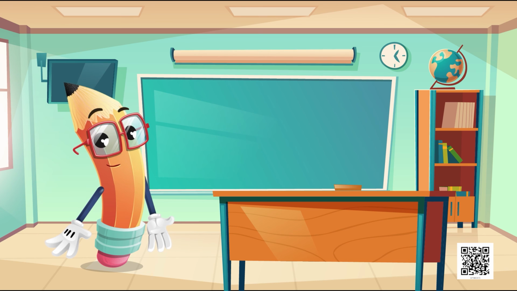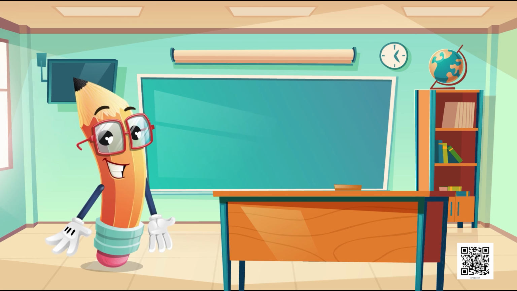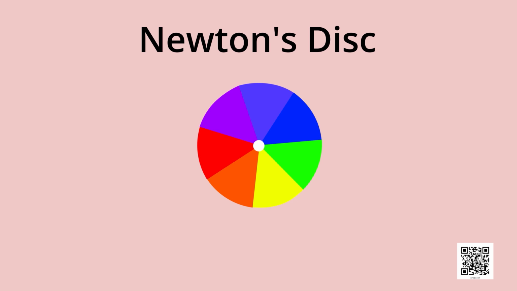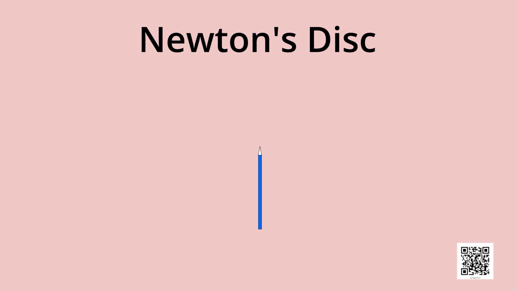Let us try. Take a circular cardboard disc of about 10 centimeters. Divide this disc into 7 segments and paint the 7 rainbow colors on these segments. Make a small hole at the center of the disc. Fix the disc loosely on the tip of a refill of a ball pen. Ensure that the disc rotates freely.